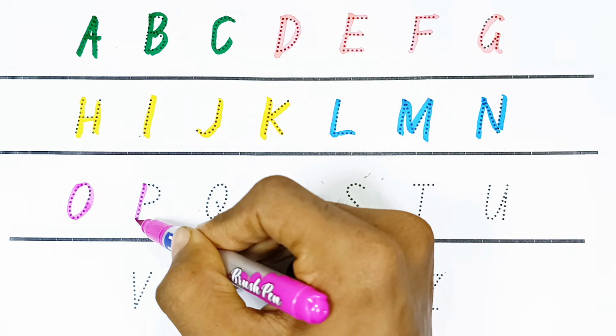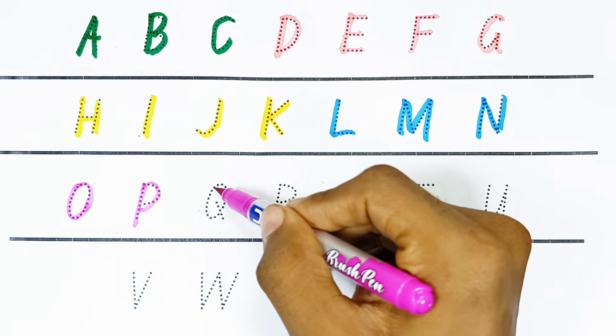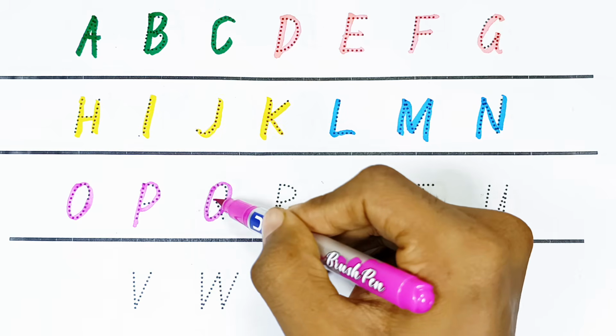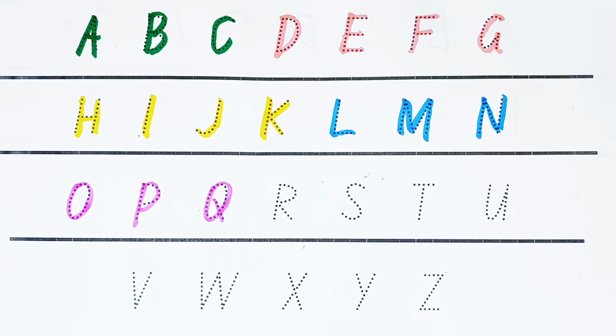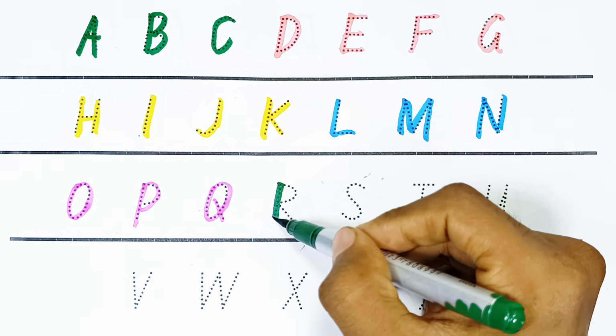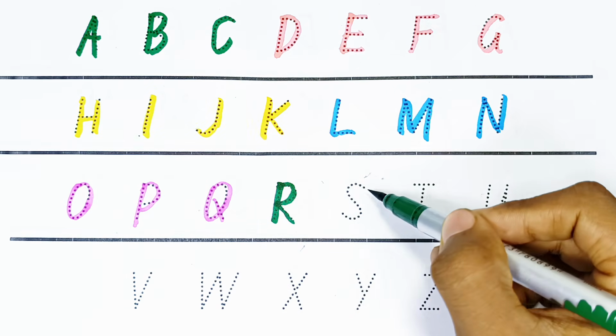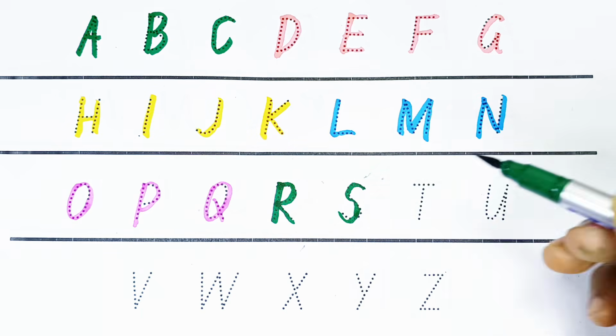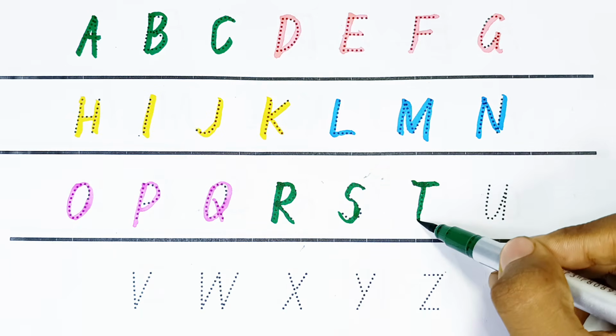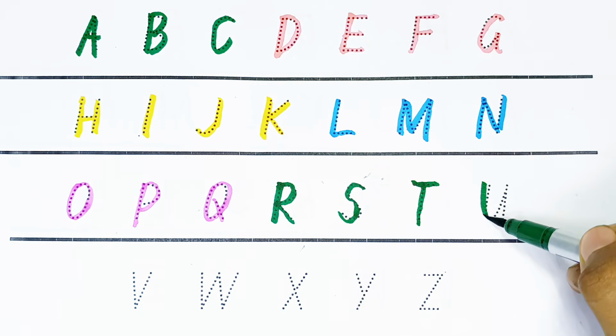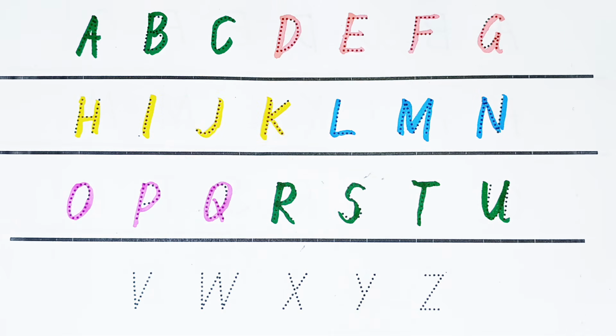O for orange. P for parrot. Q for queen. Kids, now you draw R. The alphabets of R. R for rose. S for sun. T for teacher. U for umbrella.